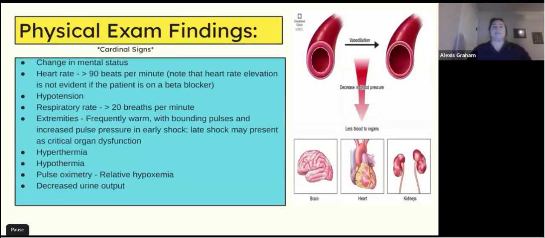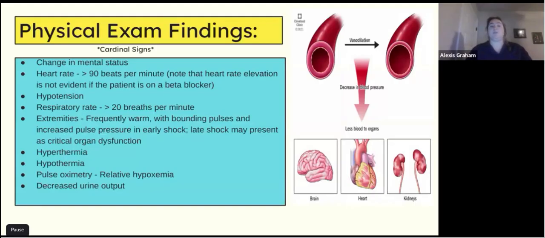So physical exam findings, these are more of the cardinal signs. So you'll have a change in mental status, a heart rate greater than 90 beats per minute. You're going to want to note that heart rate elevation is not evident if the patient is on a beta blocker, though. Hypotension, respiratory rate greater than 20 breaths per minute.